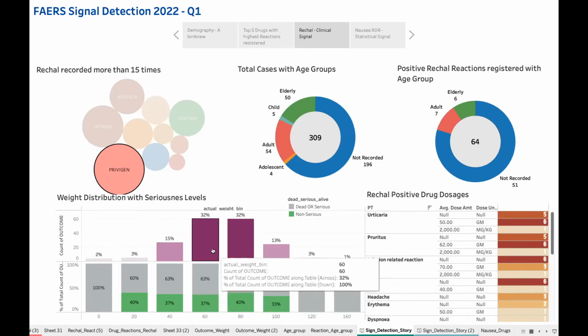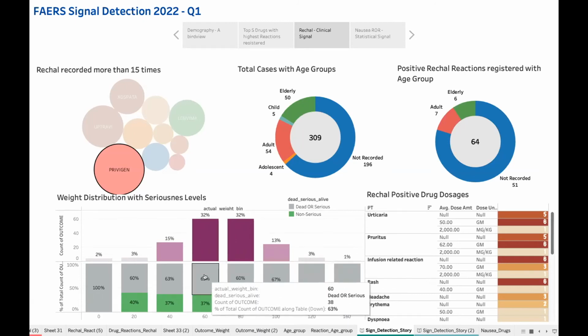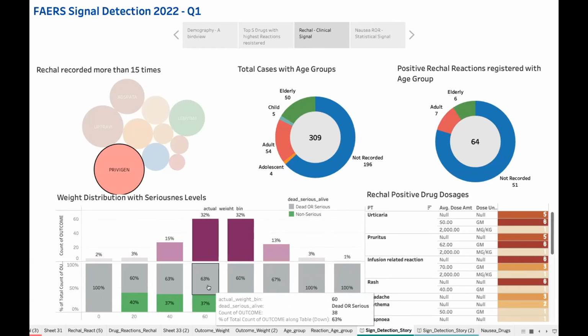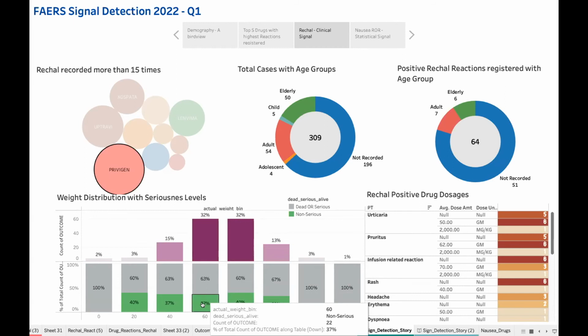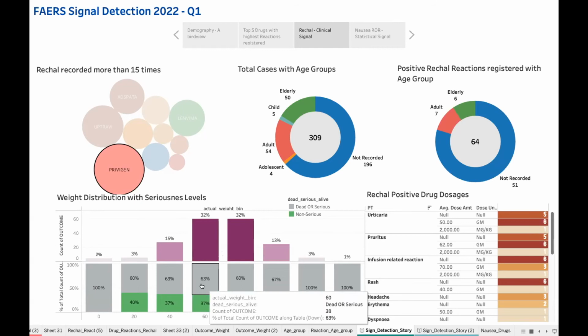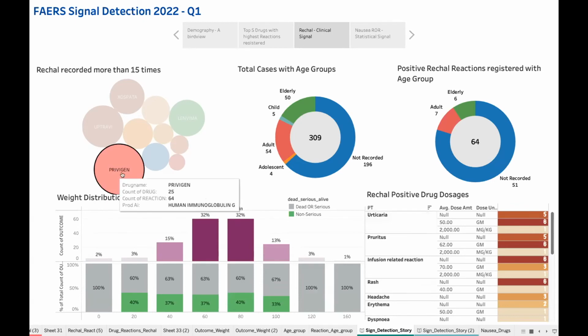Here you can see the weight-wise seriousness levels: 63% of patients are dead or serious in this particular weight group, and 37% are non-serious. Actually, the majority of the patients will be serious. Now this is how you read this dashboard. For example, when a set of patients have taken Prevision, in 6 cases urticaria recurred upon restarting the drug therapy, on an average of 50 grams of Prevision.